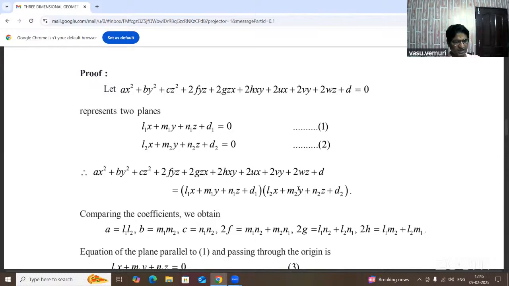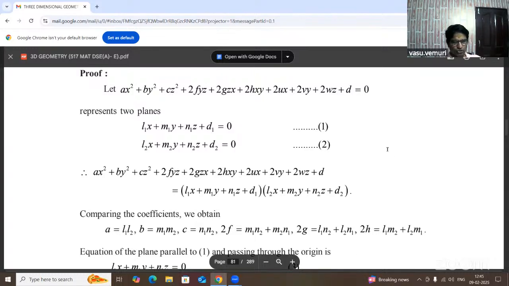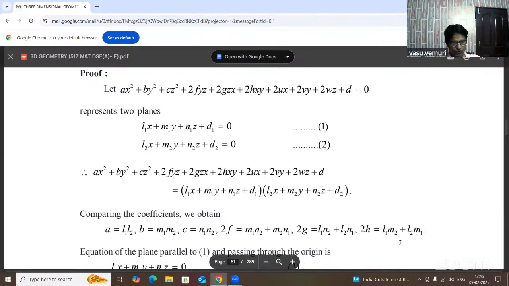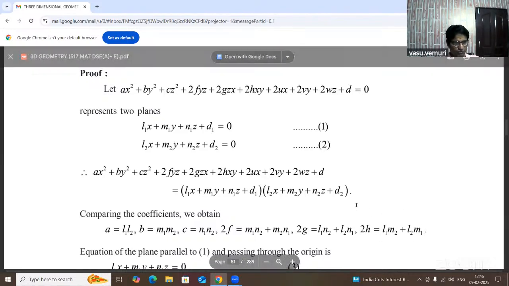The yz coefficient on the left is f, so that is 2f = m1 n2 + m2 n1. And g is the second one. So the xz coefficient is 2g = l1 n2 + l2 n1. And the xy coefficient is h, that is 2h on the left side, equal to the xy coefficient of the combined joint plane equation, that is l1 m2 + l2 m1.